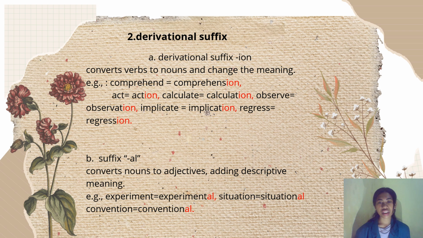The first derivational suffix, "ion", can convert verbs to nouns and change the meaning. For example, comprehend becomes comprehension, act becomes action, calculate becomes calculation, observe plus suffix "ion" becomes observation. The base word implicate plus the suffix "ion" becomes implication, and then the base word regress plus the suffix "ion" becomes regression.